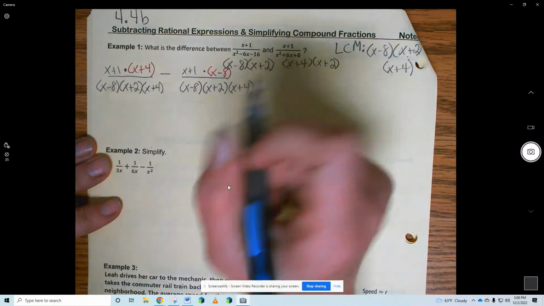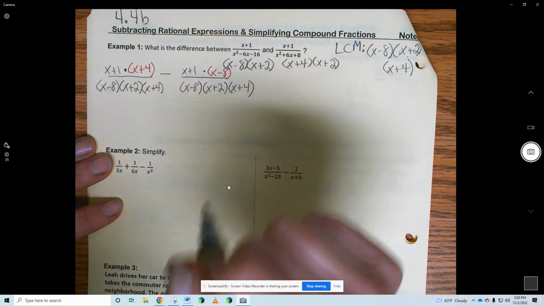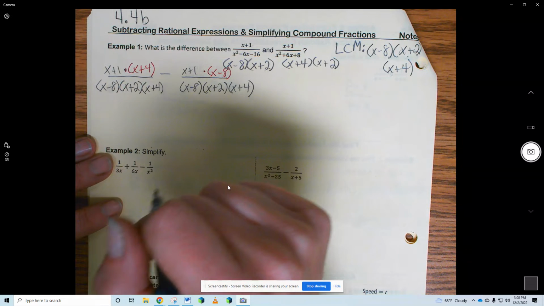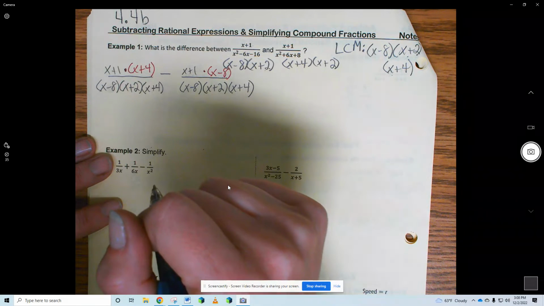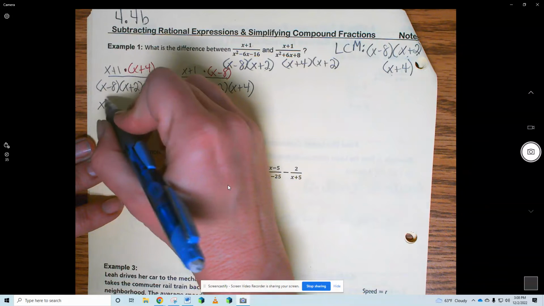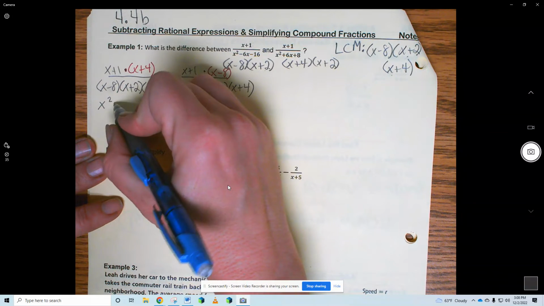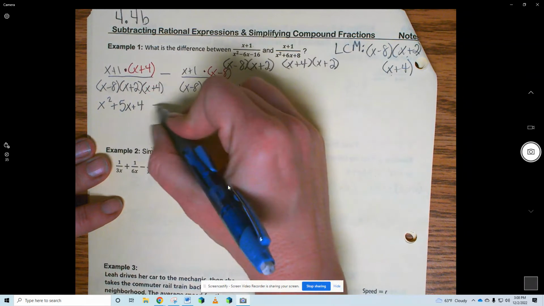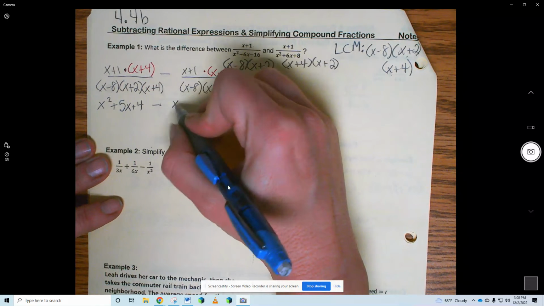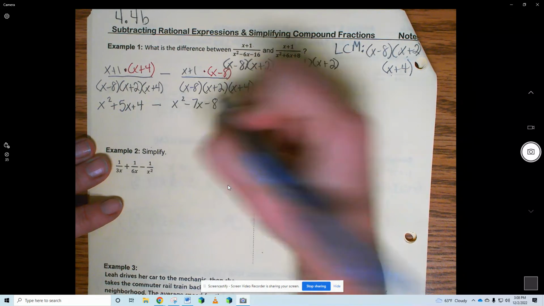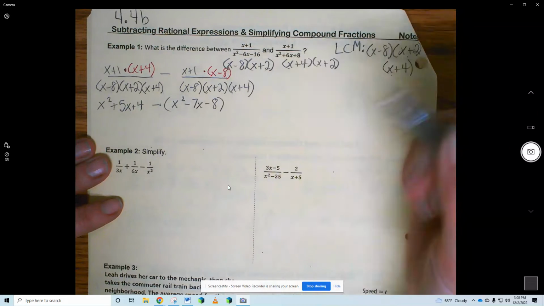So I'm going to just focus on the numerators. I don't need to write the denominator every single time until the end. I really only need the denominator once I finally get my simplified numerator. So I'm going to focus on the numerator right now. FOIL the first one. X squared plus 5x plus 4 minus x squared minus 7x minus 8.